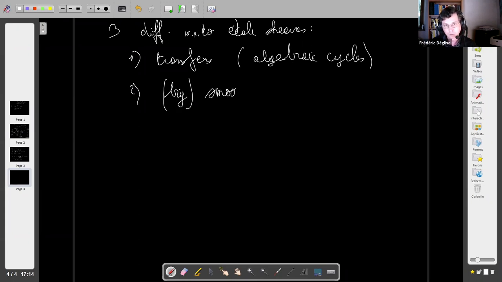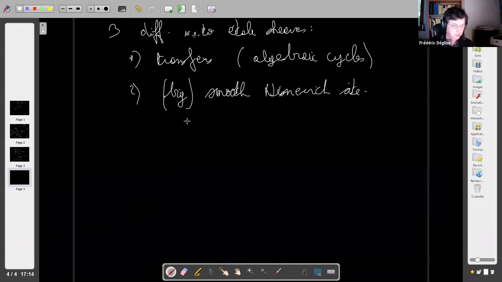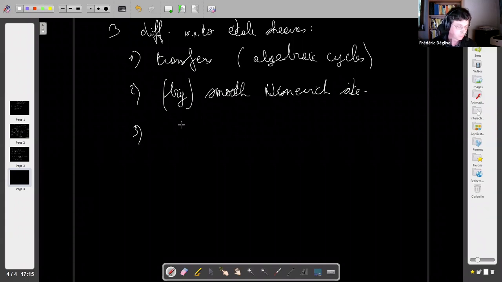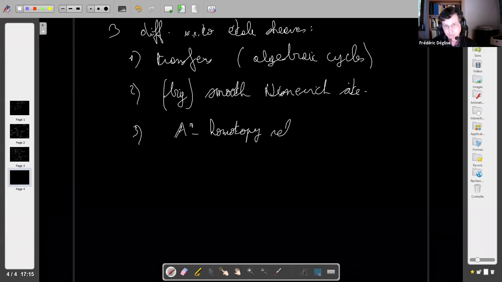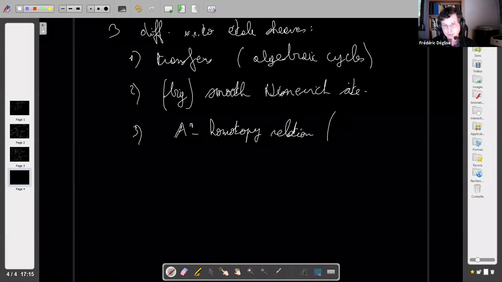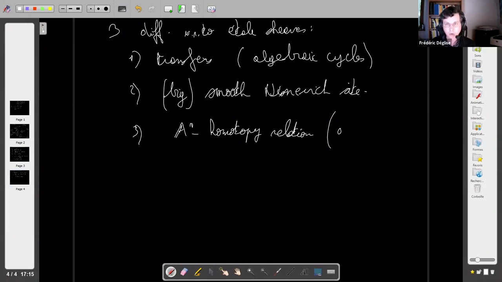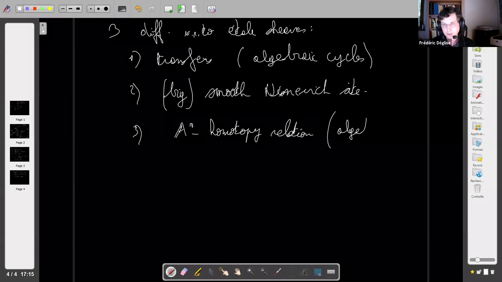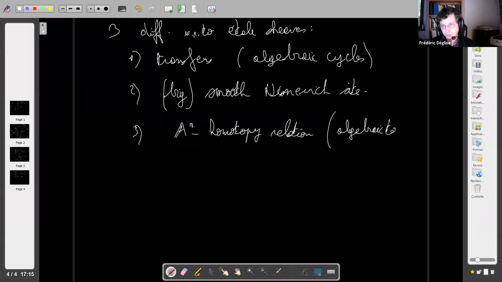The second difference is that we will use the big smooth Nisnevich site for my sheaves, so I will give definitions. And the third difference, which is very well known now, is that we use the A1 homotopy relation. And this allows us to incorporate algebraic topology techniques into this theory. But you will also see this in Kirsten's talk.